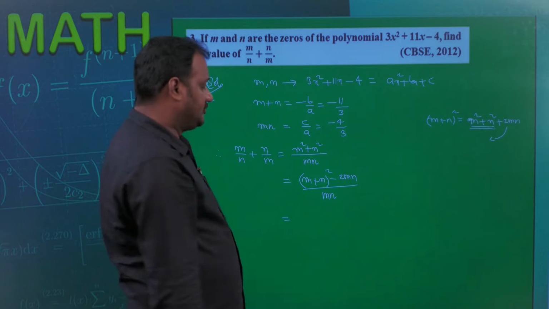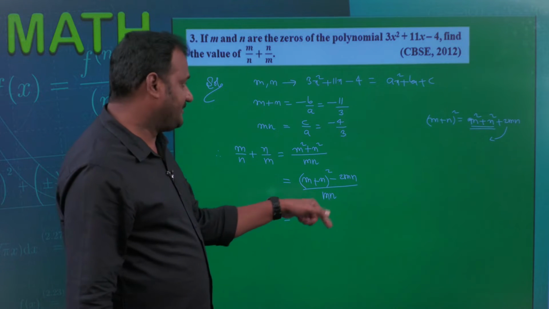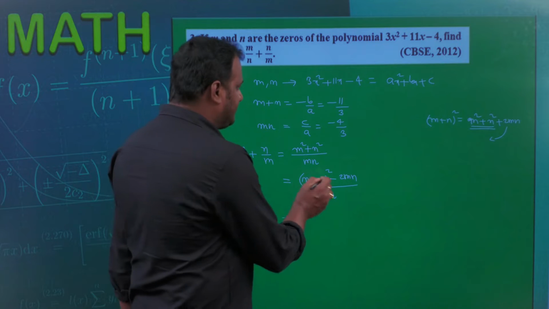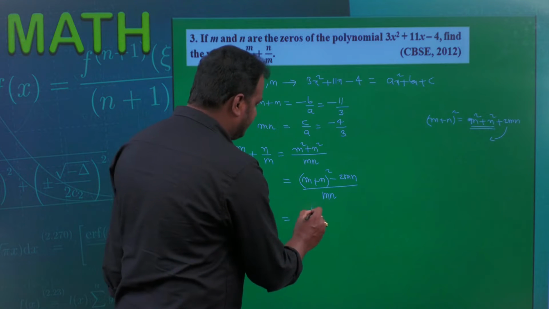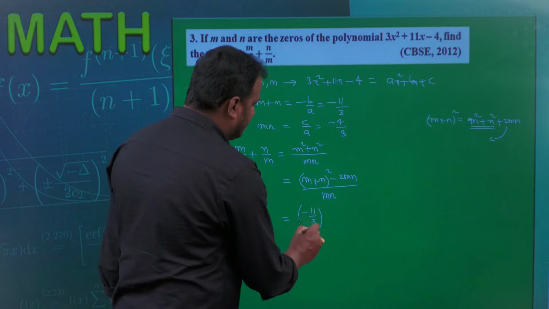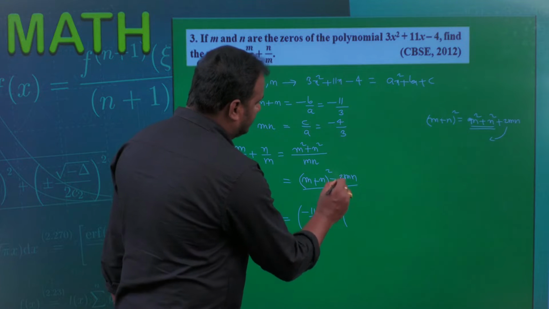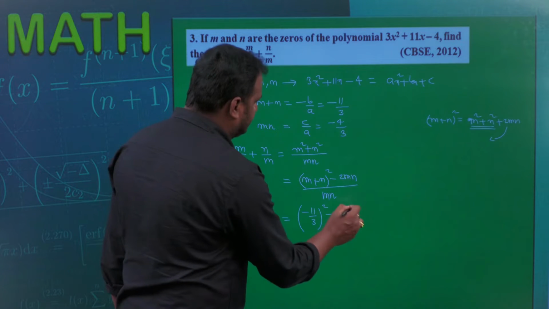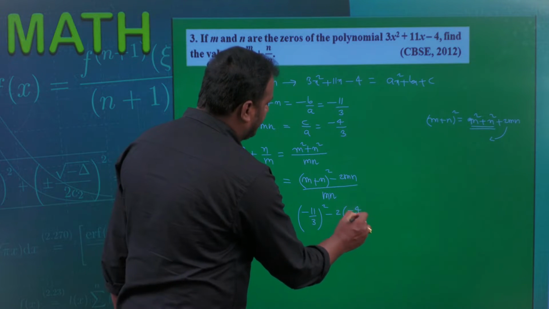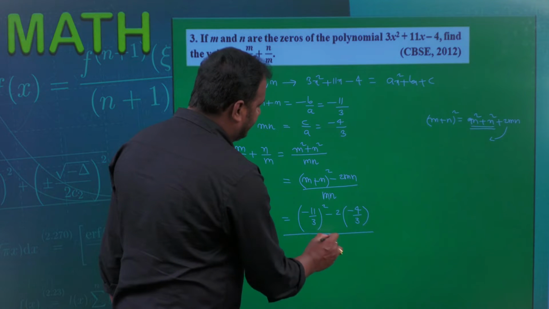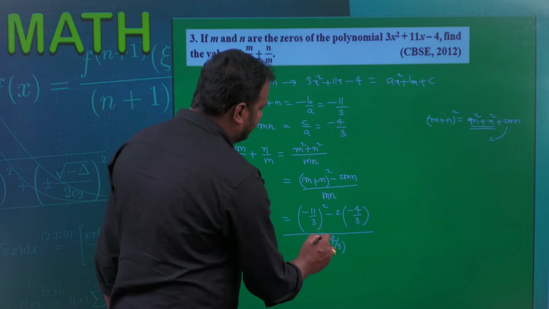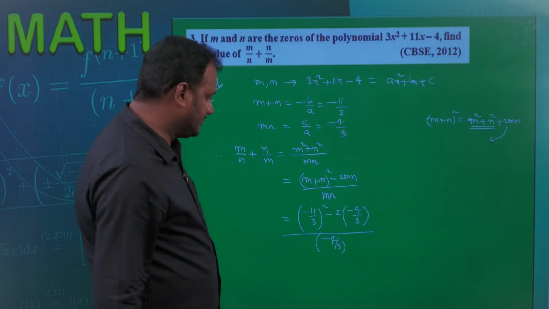Now you see, you have the value of m plus n as well as m into n. You can substitute them. m plus n is equal to minus 11 by 3, whole square, minus 2 into m into n, where m into n is minus 4 by 3, divided by, again, m into n equal to minus 4 by 3. So first you simplify the numerator terms.